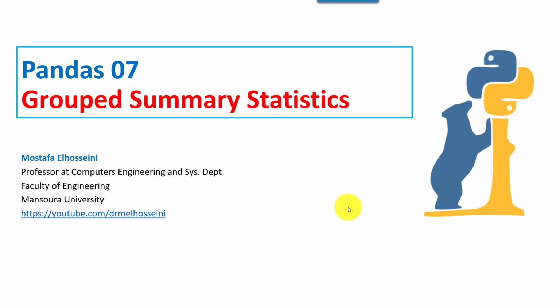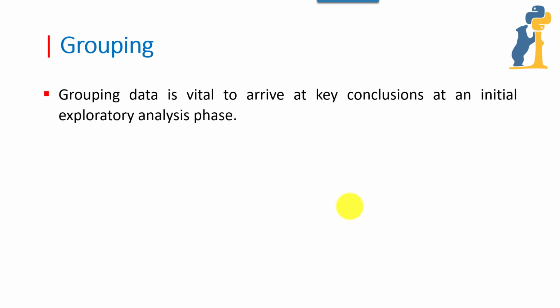Alright, in the last lecture, we learned together how to count categorical variables. In this video, we will talk about how to group summary statistics. Grouping data is vital to arrive at key conclusions at the initial exploratory analysis phase.